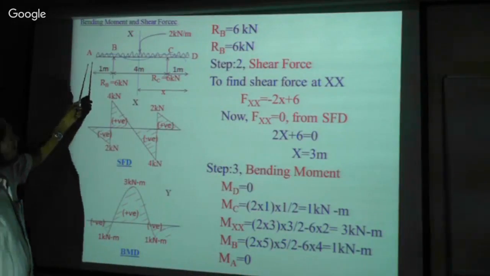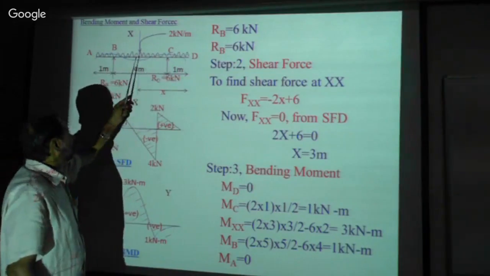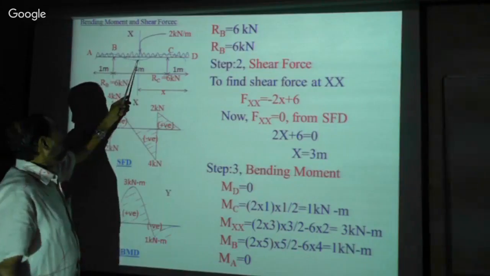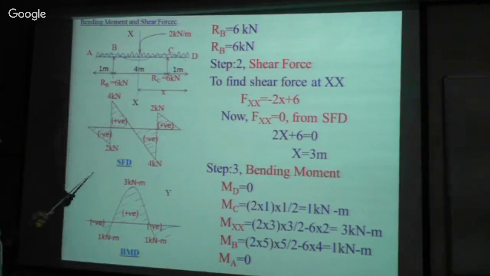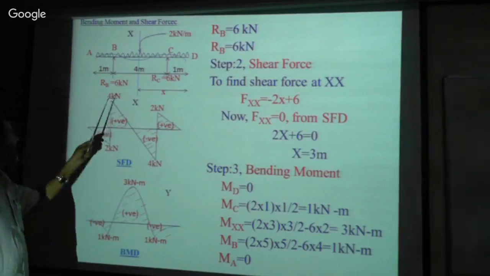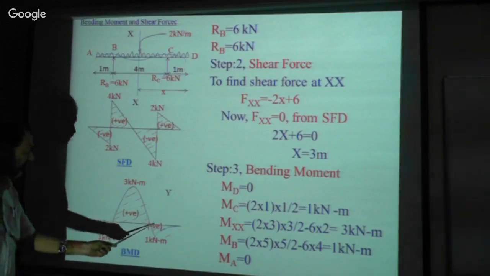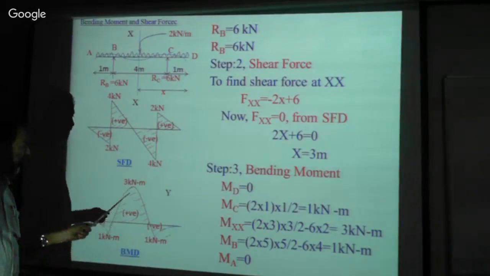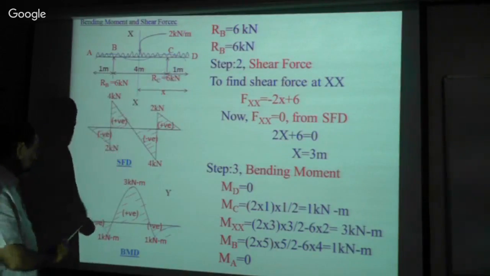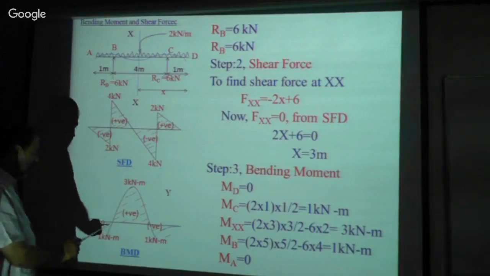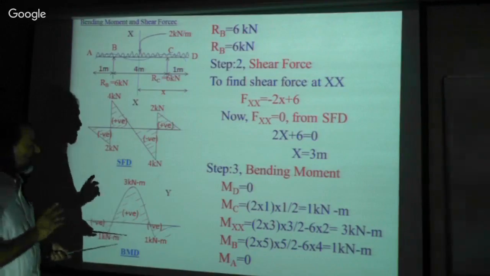For this loading, the beam must deflect in this way only. Therefore, it is a sagging bending moment. With respect to this reference, below this it is 1 kilonewton meter, mark this, and 1 kilonewton meter, mark this, and 3 kilonewton meter, we mark this. Then the entire loading is UDL. Therefore, draw the parabolic line and join all these points. That gives you the bending moment diagram.